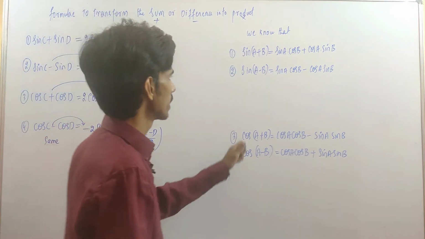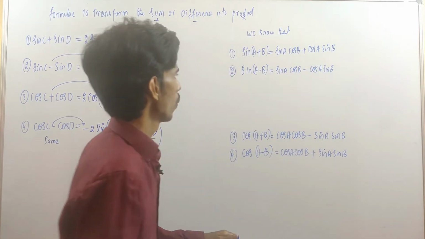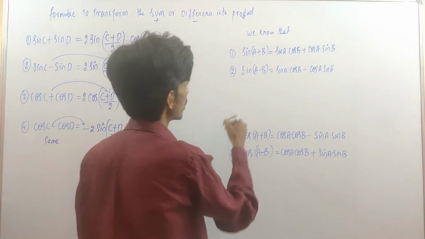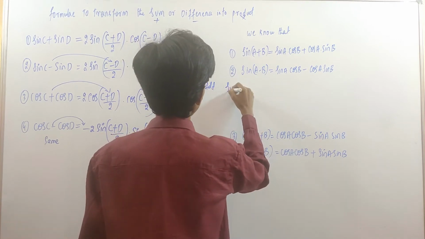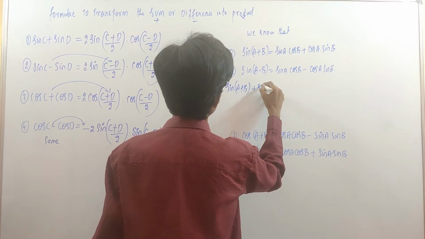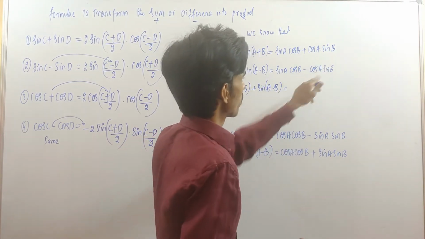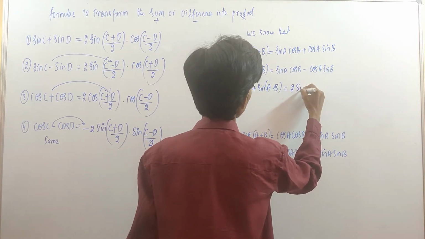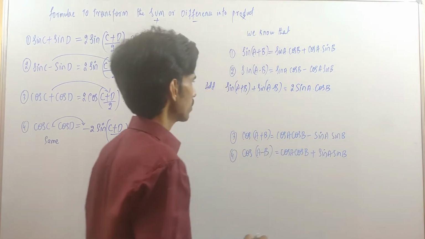Now we have already learned this formula, sin A plus B equal to sin A cos B plus cos A sin B. Now we have already discussed these formulas. In this class we will add these two. Add these two, sin A plus B plus sin A minus B, that is equals to, these two terms get cancelled. We have sin A cos B, sin A cos B, so it will become 2 sin A cos B.